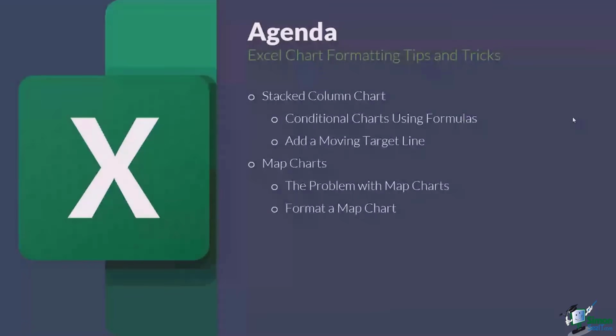We're then going to move on to a stacked column chart. And this is really cool because I'm going to show you how you can build a conditional stacked column chart that basically changes color depending on what's going on elsewhere in the spreadsheet. And also how you can add a moving target line, which updates again if values change in the spreadsheet. And then we're going to end with map charts because these can be really cool.